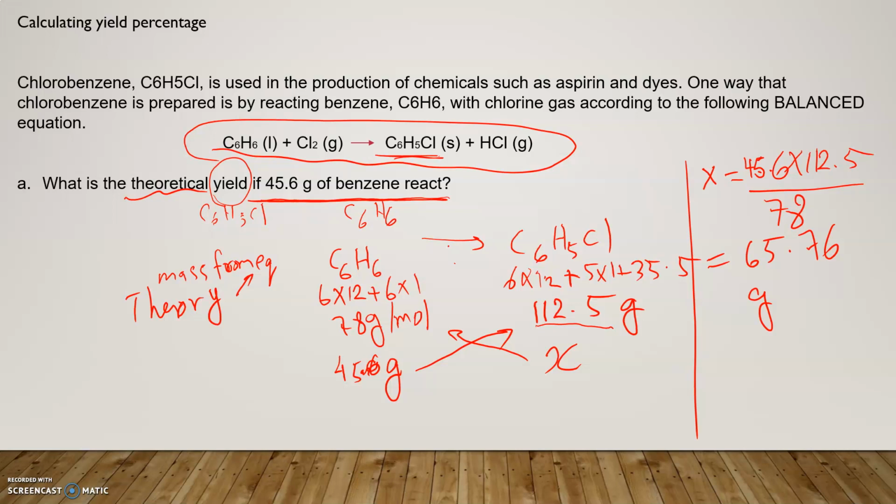So in the question, actually he did not use the 78, he used only 45.6. So if you use 78, it gives you 112.5. But what if you used 45.6 instead? How much will it give you? Okay, so you cross multiply: 45.6 times 112.5 divided by 78, and there. This is in theory again.